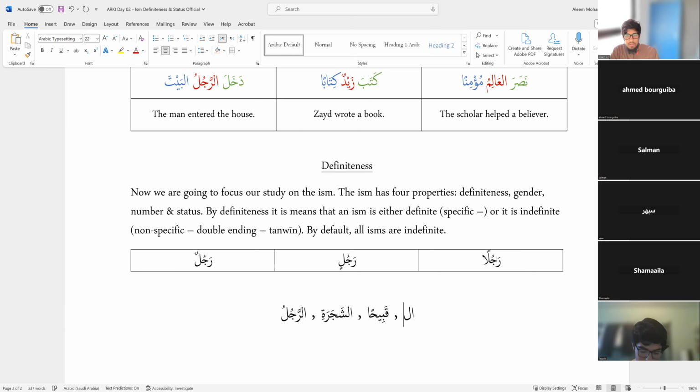Okay, good stuff. Then al-waladu. Definite or indefinite? Definite. Okay. Good stuff. Okay.